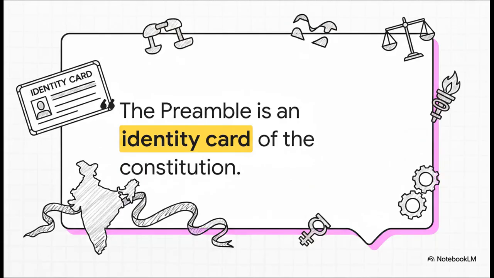To really wrap our heads around this, we have to look right at the front, the Constitution's Preamble. The esteemed scholar Granville Austin hit the nail on the head when he said, the Preamble is an identity card of the Constitution. Think about what an identity card does for you. At a single glance, it tells you exactly who someone is, right? It gives you their core identity. Well, the Preamble does exactly that for India. It takes this massive, complex philosophical foundation and shrinks it down into one single, incredibly powerful statement.